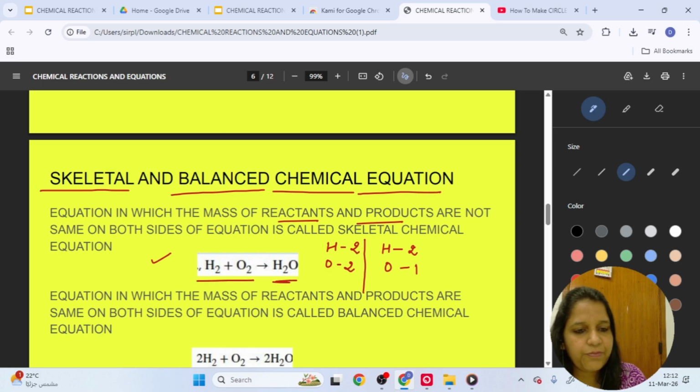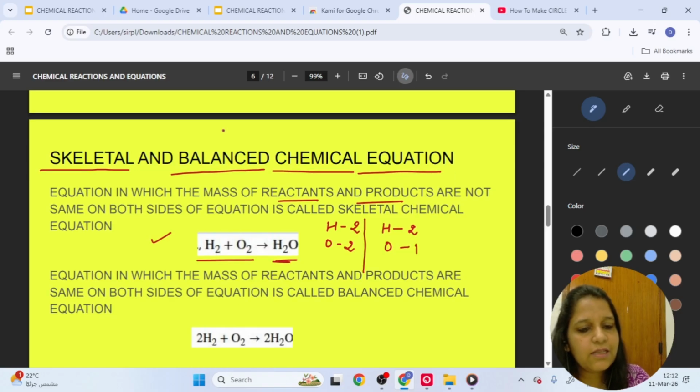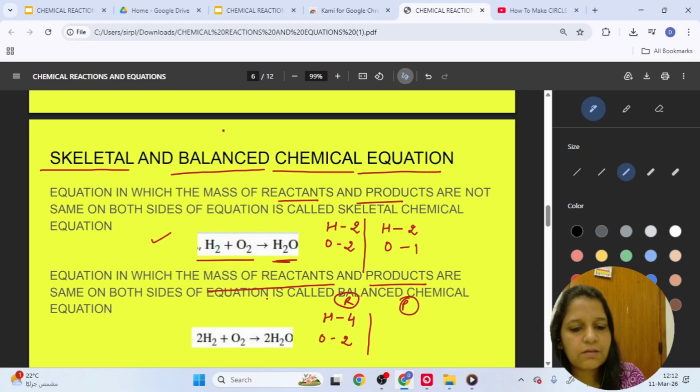Similar नहीं है. On the other hand, in the case of balanced chemical equation, the mass of reactants and products are same on both sides of the equation. Now, if you check over here, the hydrogen is what? 4. On reactant side, oxygen is 2. And on product side, if you check, hydrogen is again 4 and oxygen is 2.